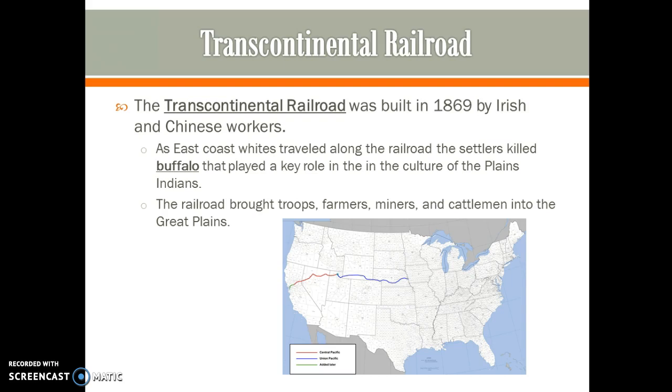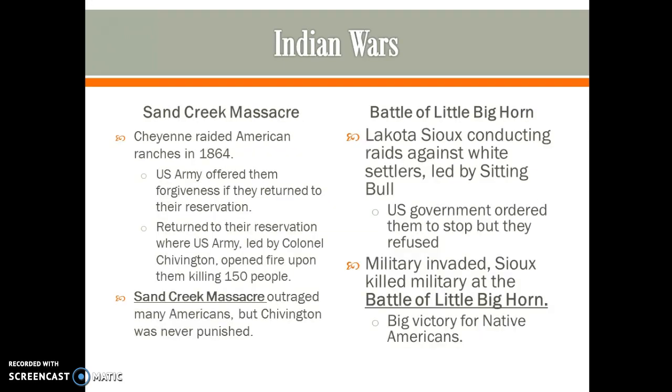Okay? Many of them were going to be farmers. Some of them are going to be coming for the mining boom that occurred in California and in the Midwest. Some of them are going to be American troops coming out to protect settlers from Native Americans, and some of them are going to be cattlemen, okay? But as they move along the Transcontinental Railroad, they're going to start killing buffalo that play a key role in the culture of the Plains Indians.